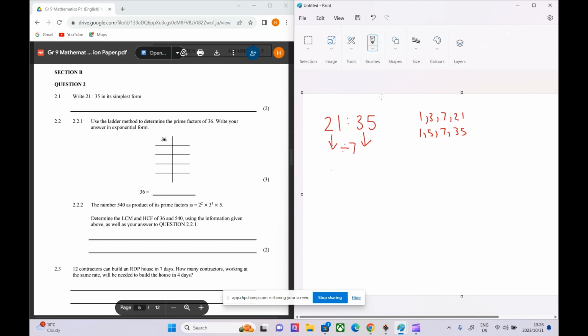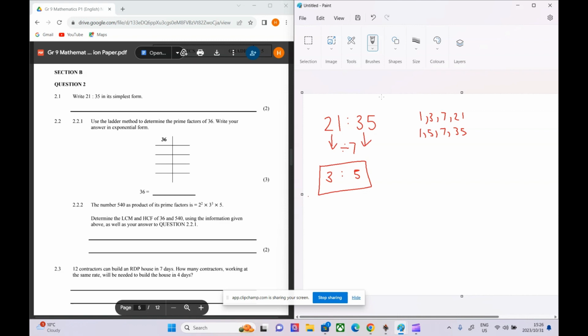So 21 divided by 7 will give us 3, and 35 divided by 7 will give us 5. We can see there's not going to be anything else that we can divide there. Okay, so that is going to be our simplest form, our answer there. The important thing, simplifying, make sure you divide both sides by the same number.